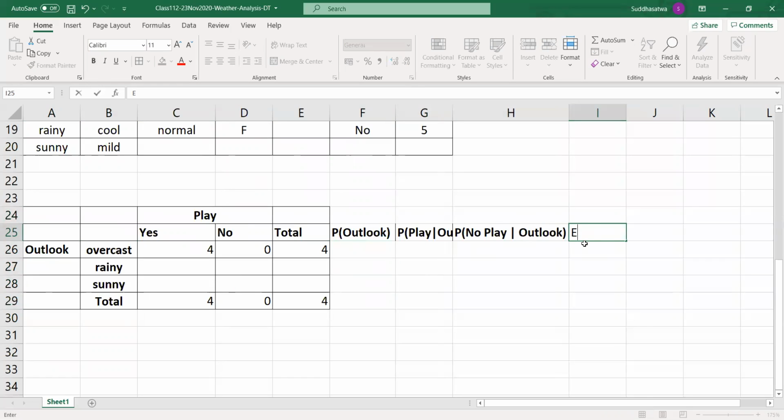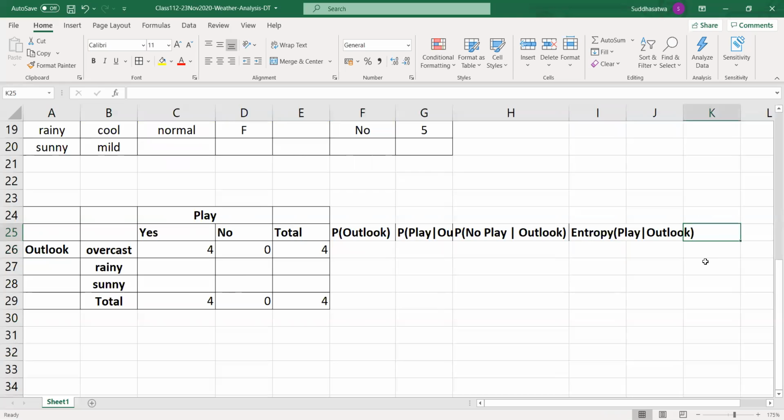Then we are going to finally calculate entropy, the entropy of play given outlook. Now from this entropy we will get the information gain. Oh, sorry, I made a spelling mistake.